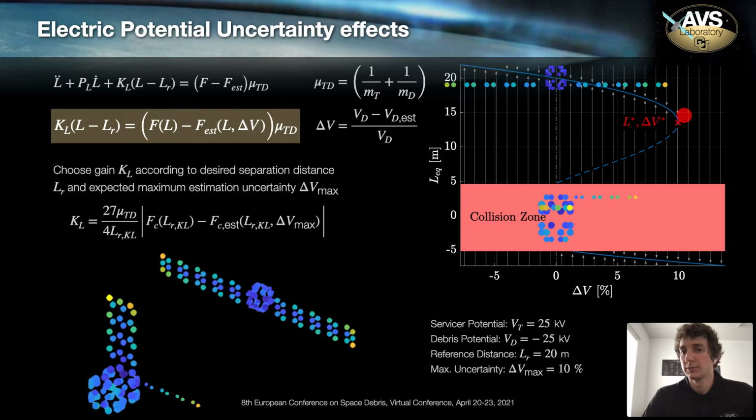At some point, this equilibrium curve has a turning point, which is the critical point. If the estimation error exceeds this critical value, delta V star, then there is only one possible equilibrium solution that is negative. But in order to reach this negative equilibrium solution, the servicing satellite would have to move through the debris, which would cause a collision. So any estimation error greater than this critical estimation error must be avoided. The area where these two spacecraft would collide is represented by this red area, the collision zone.